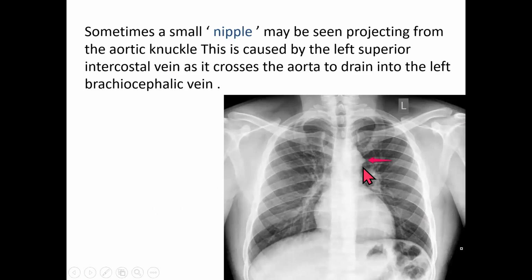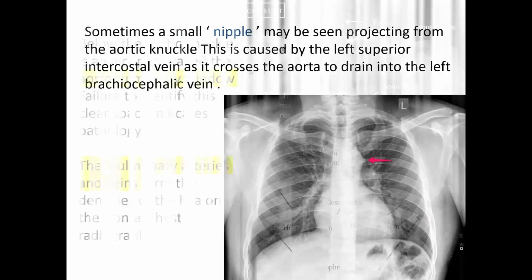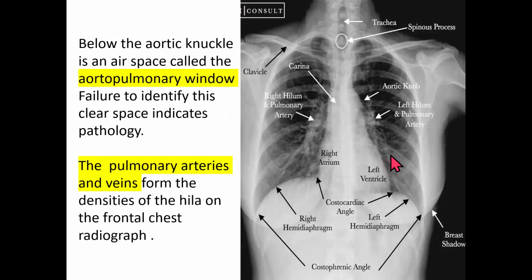Sometimes a small nipple-like projection may be seen from the aortic knuckle. This is caused by the left superior intercostal vein as it traverses the aorta to drain into the left brachiocephalic vein. Below the aortic knuckle is a space called the aortopulmonary window. Failure to identify this clear space indicates pathology. The pulmonary arteries and veins form densities of the hila on the frontal chest radiograph.